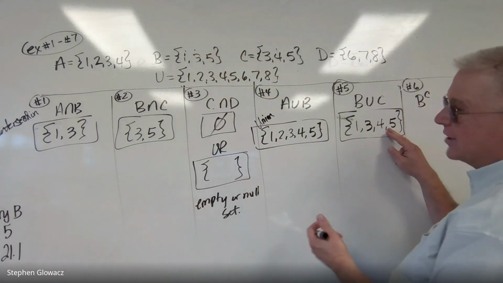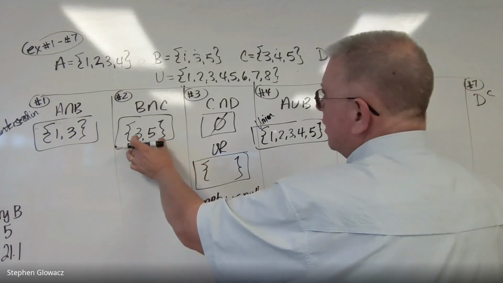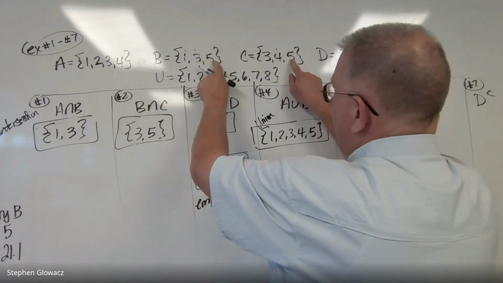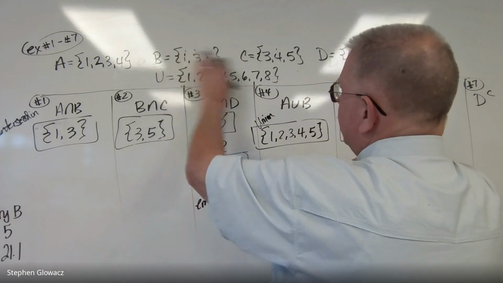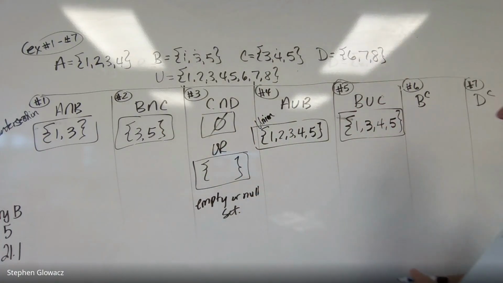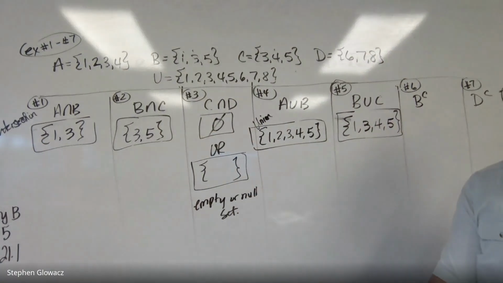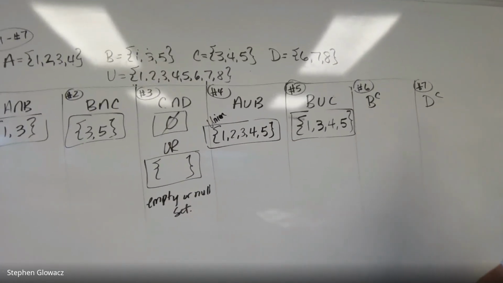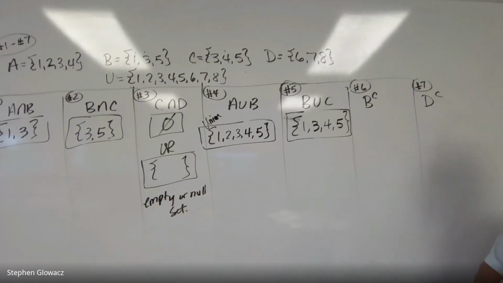But the intersection is only the numbers that are in both sets. That's why it was just the 3 and the 5, because 1's only in set B, 4 is only in set C. All right, again, as we always say, pause, rewind the video, make sure you got a good understanding of that. Now, the last thing we're going to be talking about is the complement of a set.